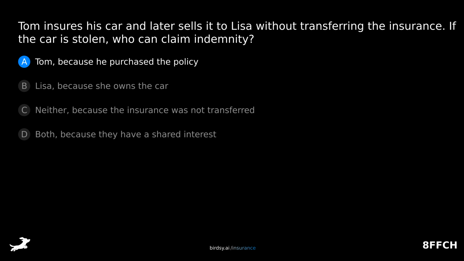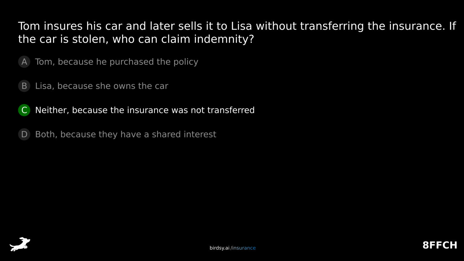Is it A, Tom because he purchased the policy? B, Lisa because she owns the car? C, neither, because the insurance was not transferred? Or D, both, because they have a shared interest?